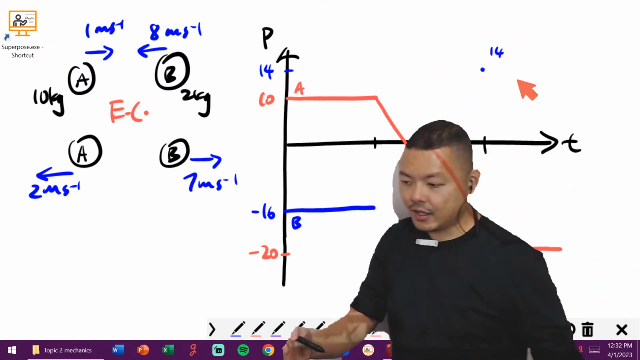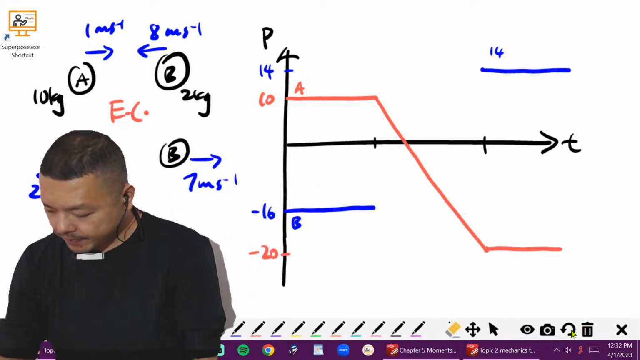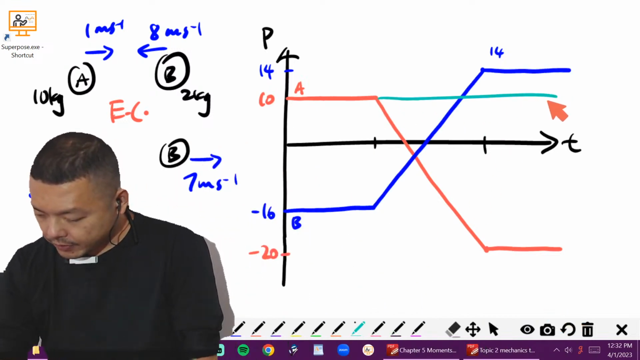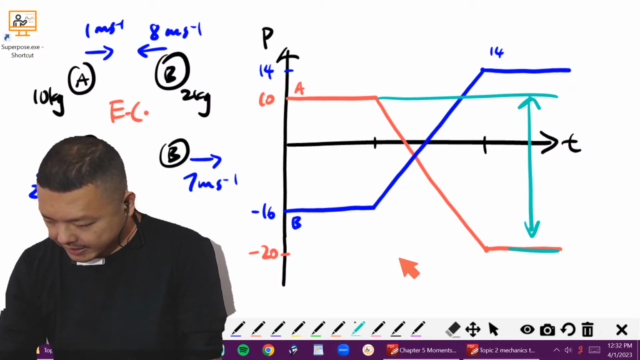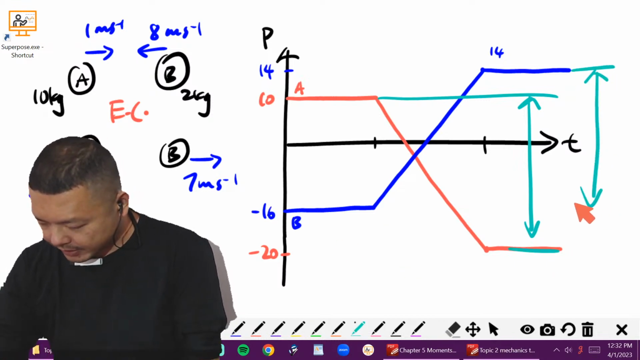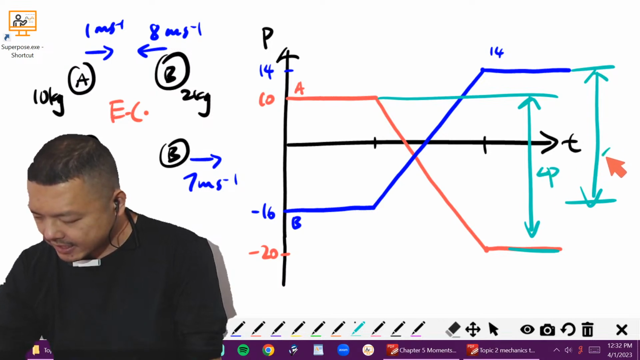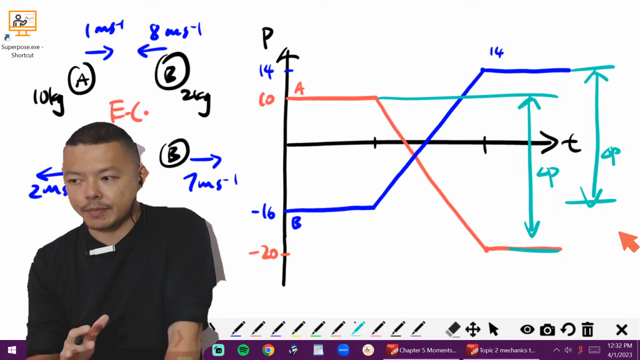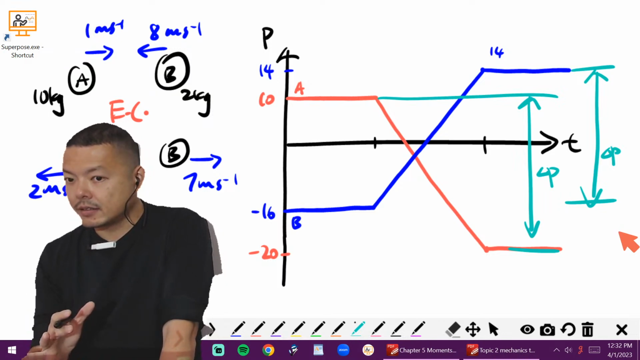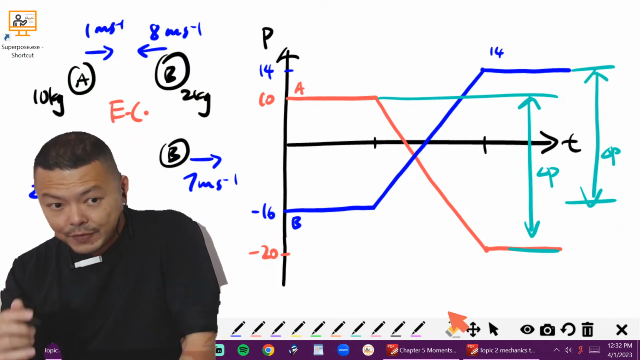You understand? So the change in momentum is the same for both of them. The change in momentum for this one here, and the change in momentum for that one there, is the same. Okay, don't need to draw these green arrows. I just want you to know that it's the same. So can you all just see it and say it, and agree that it's the same? Good.